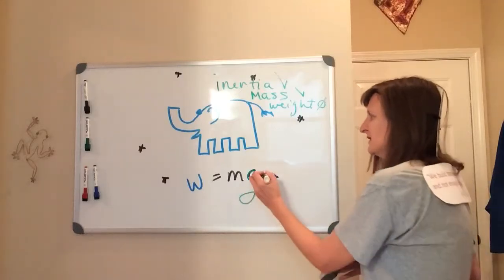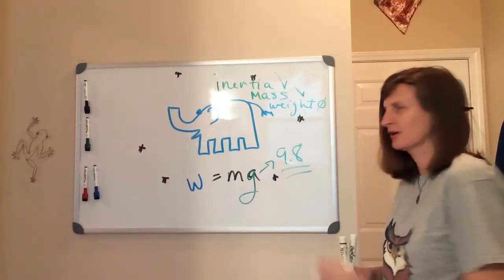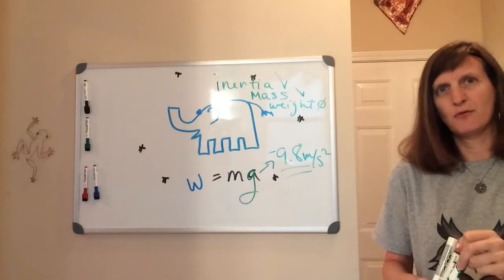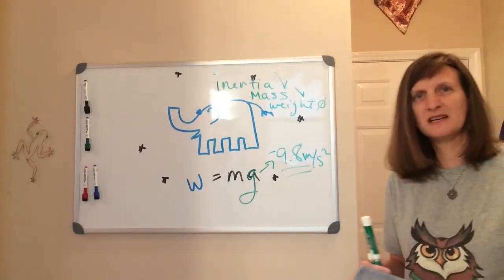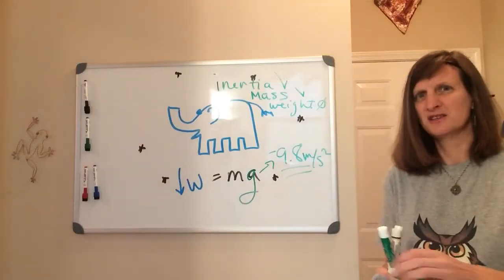It just has 9.8 in there for gravity, negative 9.8 meters per second squared, and that will give us a weight that is directed in what direction? Downward. So that is weight.